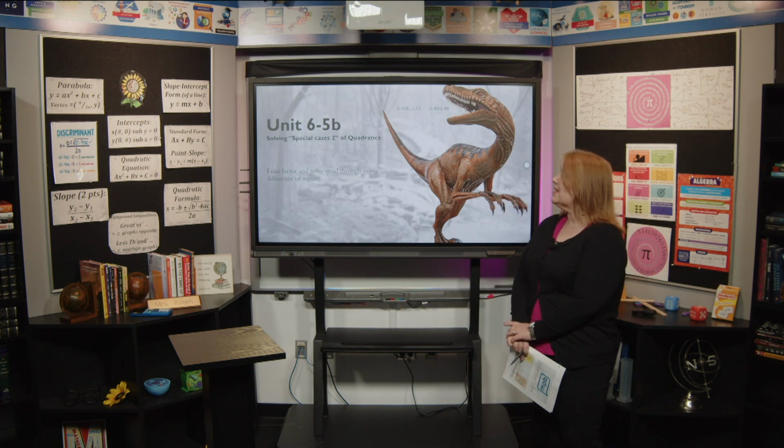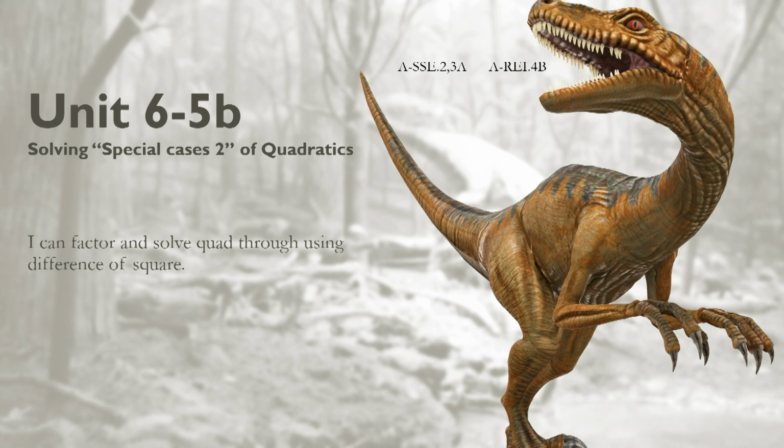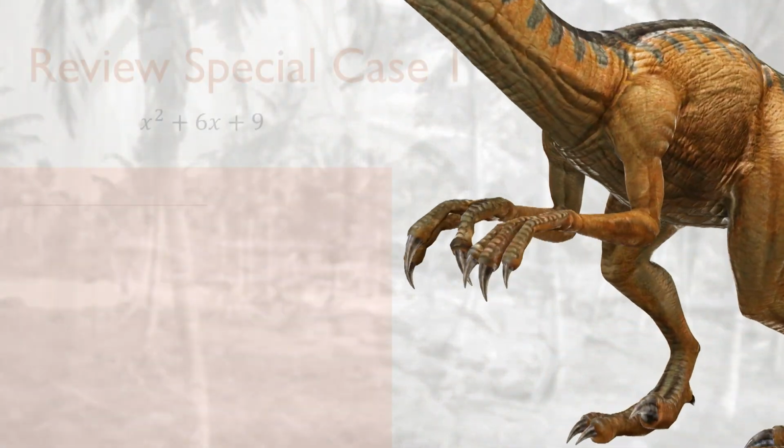We are still in Unit 6, Introduction to those Quadratics, and now we are looking at special case number 2. This is lesson 5. We are looking at SSE 2 and 3A, and REI 4B. I can factor and solve quadratics through using difference of squares. So we are going into those difference of squares.